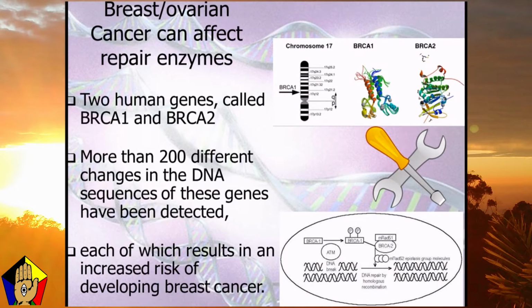Right. Another situation, breast and ovarian cancer. They affect repair enzymes. So enzymes are important for lots of things. So this BRCA, it doesn't cause all breast and ovarian cancers, but it has a strong link.